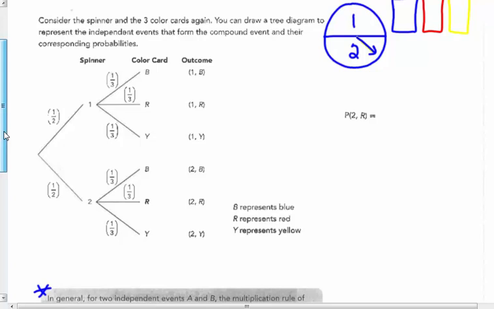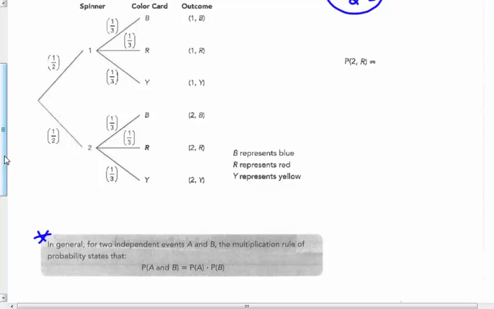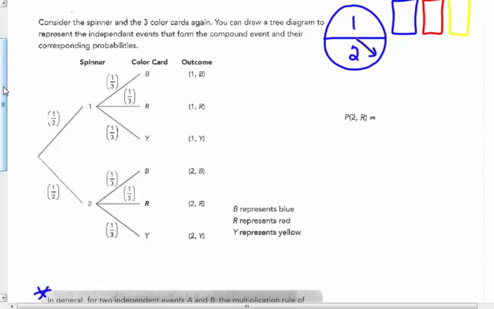Consider the spinner, sections 1 and 2, and you might want to draw that on there, and 3 color cards. They are blue, red, and yellow. You can draw a tree diagram to represent the independent events that form the compound event, 2 things happening, and their corresponding probabilities. Notice that there are fractions drawn on this tree diagram, because when you only have 2 sections on the spinner, you have 1 out of 2 chances of getting a 1, 1 out of 2 chances of getting a 2. You have 3 different colored cards. So 1 out of 3 chances of picking blue, 1 out of 3 chances of picking red, 1 out of 3 chances of picking a yellow.